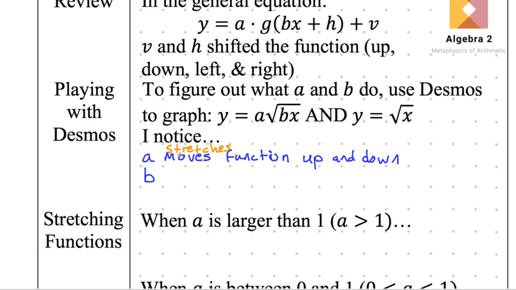So how do you want to phrase that, Stego, to get your XP? You probably want to use the word stretch, and then something goes over here. B stretches function left and right. Oh, function left and right. Is that right? Yeah, I like that. Function left and right.